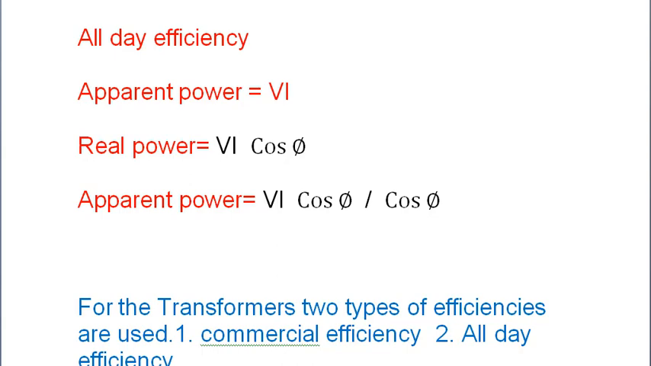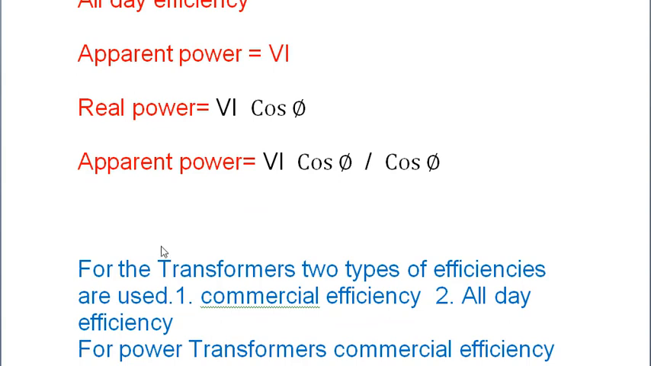Why do we need all these things? These are necessary to calculate all-day efficiency of the transformer while discussing the problems. In addition to this, we should also know that the copper loss in a transformer is directly proportional to the square of the current flowing in the conductor.